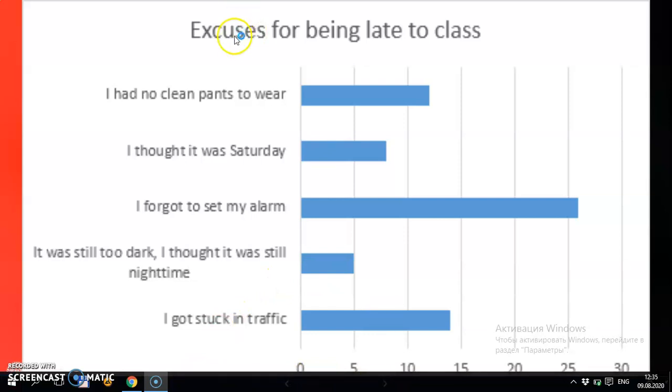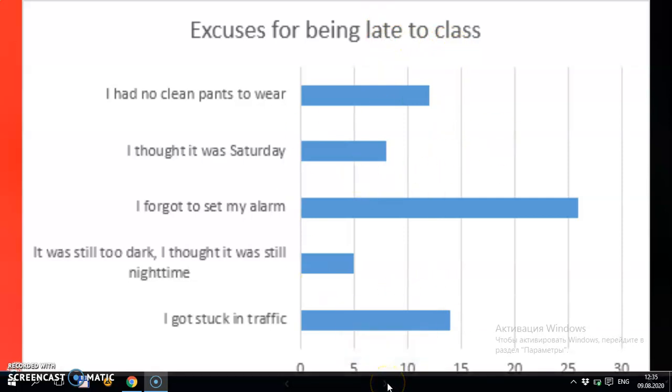Now we will start. You see, this is a bar graph. Actually it's called a bar graph, and it shows excuses for being late to class. So excuses are given. For example, had no clean pants, thought it was Saturday, forgot to set my alarm, it was still too dark, I thought it was still nighttime, I got stuck in traffic. These are the excuses for being late to class. So this is a bar graph.